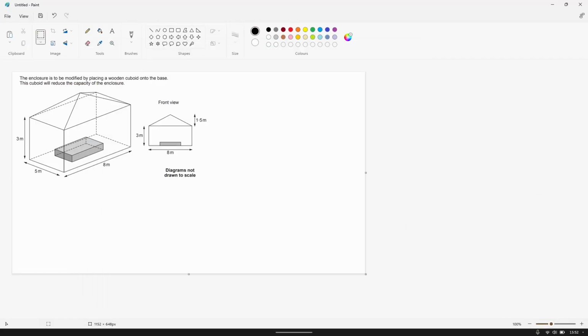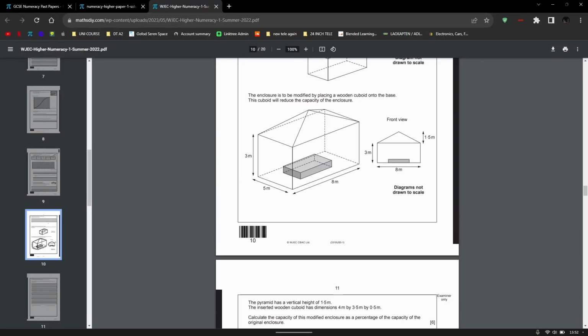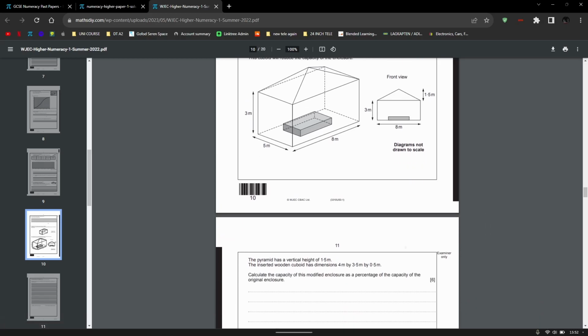Okay, so we got a question here from the 2022 Numeracy non-calculator paper. You usually see this in the higher paper, okay? So this is quite a daunting looking 6-marker when you start, but when you break it down, it's not too bad. So we're just going to first of all look at what the question is asking. It says, calculate the capacity of this modified enclosure as a percentage of the capacity of the original enclosure.